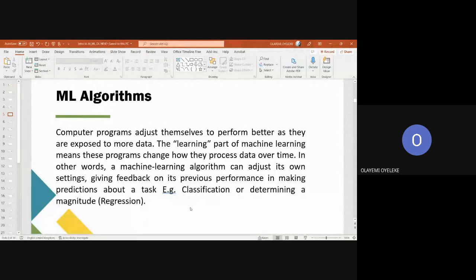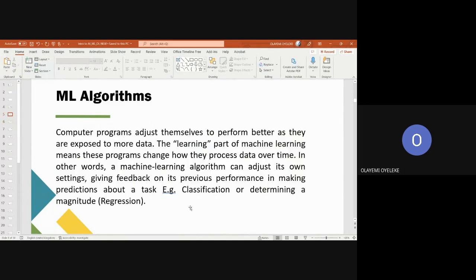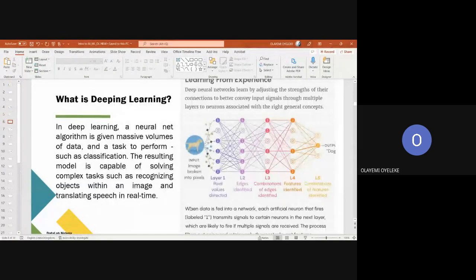So I hope you are connecting the dots. So let's go ahead. That leads us to what is deep learning. Deep learning is a subfield of machine learning. In machine learning, we use computer algorithms, while deep learning is another subfield of machine learning. Of course, in deep learning also, it's all about learning, so we also use computer algorithms too. But deep learning is a subfield of machine learning. So what is deep learning?